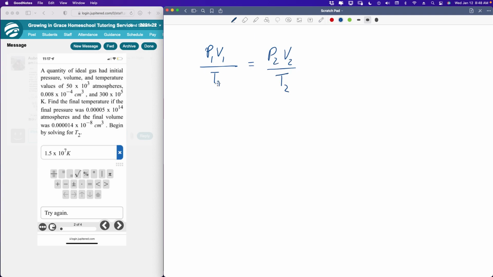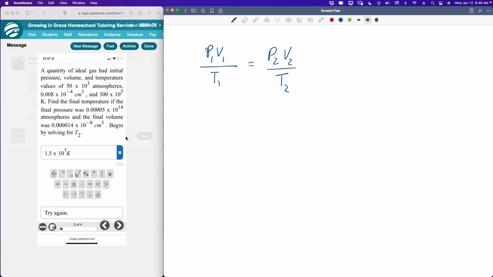And all this stands for is this is the original pressure, volume, and temp, and it is set as a proportion equal to the final pressure, volume, and temp. And that is all that is. The pressure and the volume are multiplied against each other, and the temp divides the two. And that's how the ratio is set up.